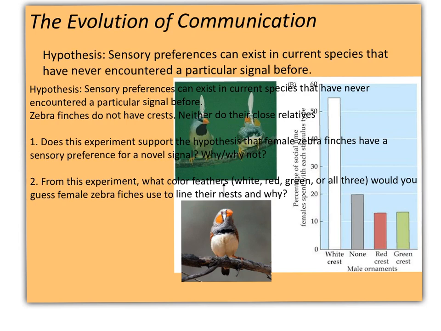Does this experiment support the hypothesis that zebra finches have a sensory preference for a novel signal? And what color feathers would you guess female zebra finches use to line their nests, and why? Oh, maybe that's what it is. It turns out zebra finch females line their nests with certain colors, perhaps preferably white, and perhaps that's why. Now, if that's the case, how come they're not taking the crest from the male and lining their nest with it, or taking the whole male and saying, I could line my nest with a whole male? That'd be even better. Then he wouldn't go away and copulate with other females, too.